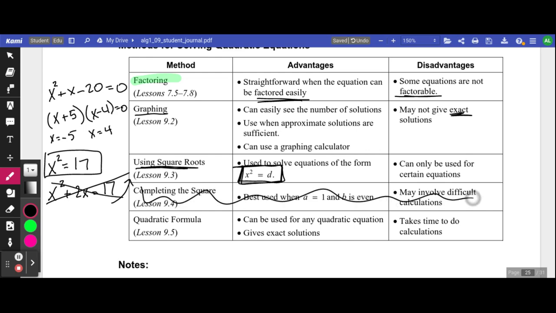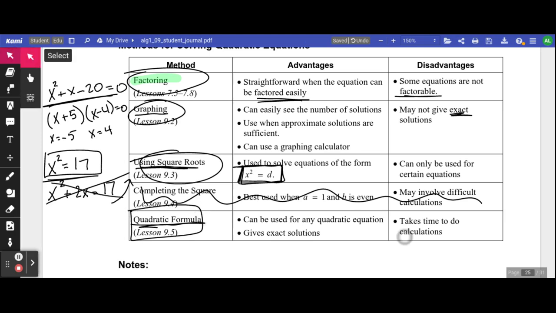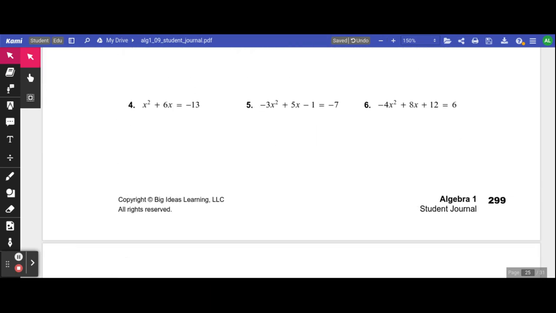Completing the square, we did not do, right? So really now we're left with the quadratic formula. If you see something obvious, if you have a graph available to you, if you can see that it can be factored, or you can see it's in that square root format, awesome. But the quadratic formula fills in the gaps for all the other types of equations that may not be as simple as a nice easy to factor, or it's not in the square roots. The quadratic formula works for anything, right? It does take a little bit of time sometimes to do the calculations. That's really the only drawback with the quadratic formula.